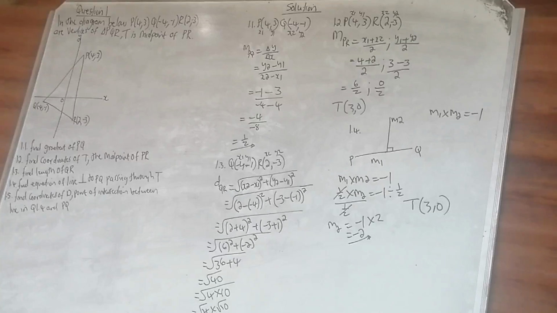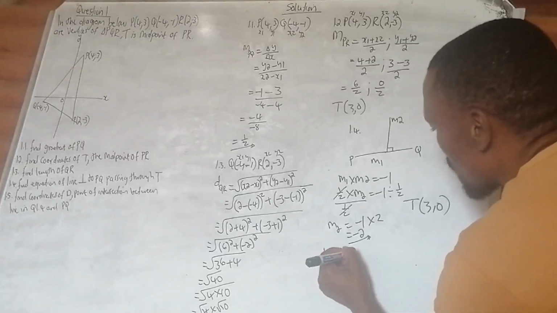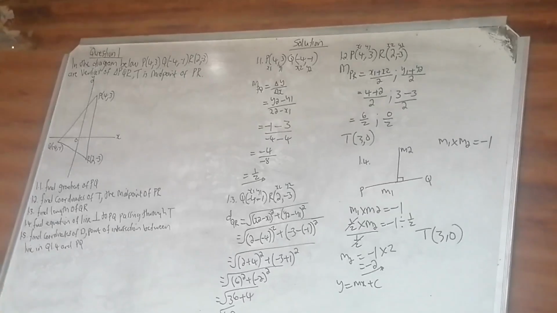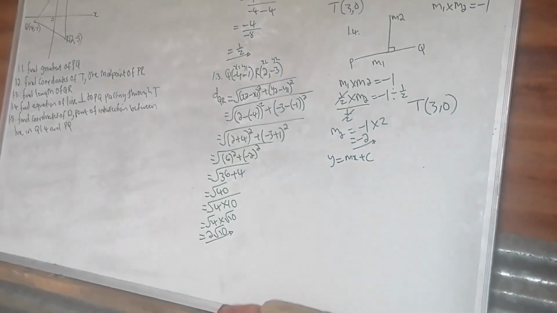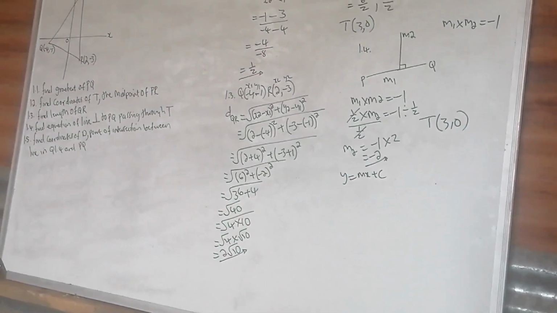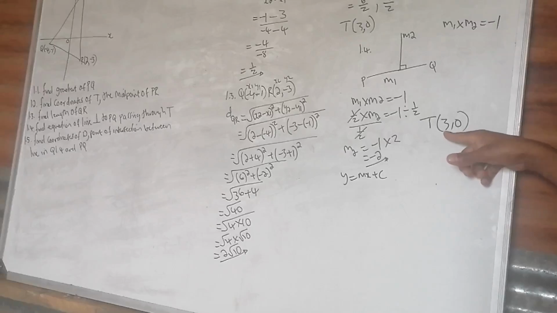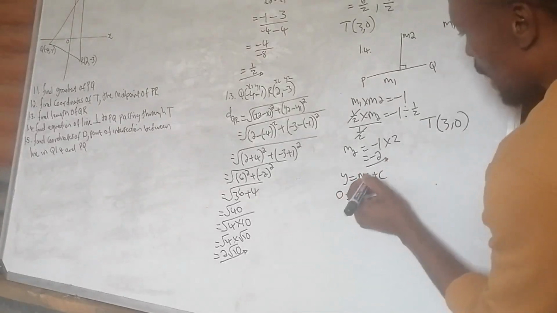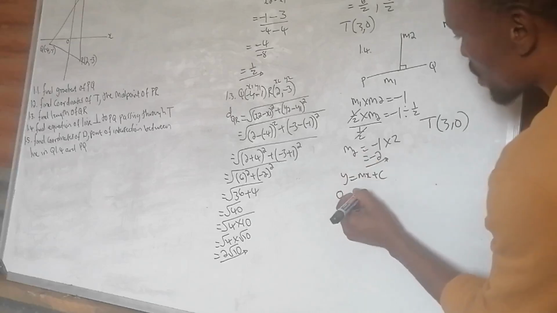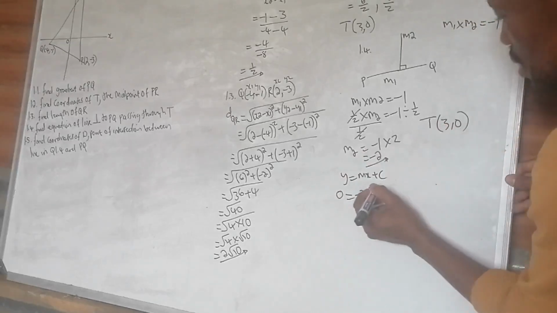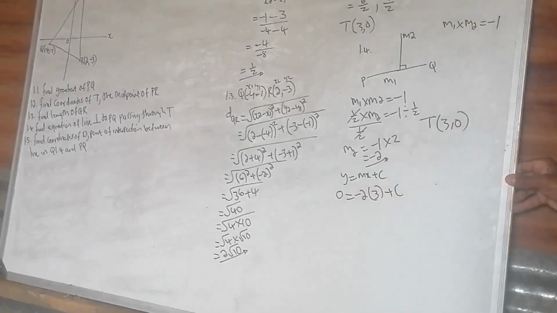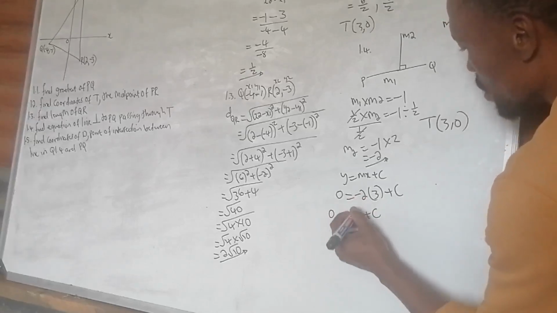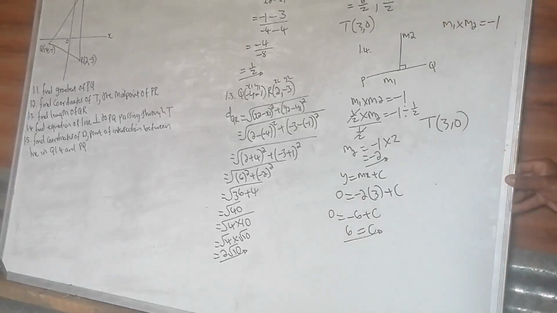Using the equation of a straight line, you know it is y equals mx plus c. Where you see x, we substitute 3, and where you see y, we substitute 0. We have the gradient of that line, negative 2. We want the value of c: 0 equals negative 6 plus c, so c equals positive 6.